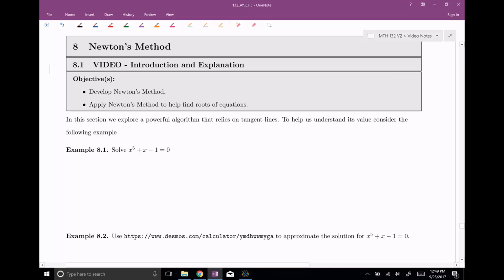So in this video we're going to introduce and give you an explanation behind what this thing, Newton's method, is. And the claim is that this is going to be an algorithm that can help us solve fairly complicated equations.